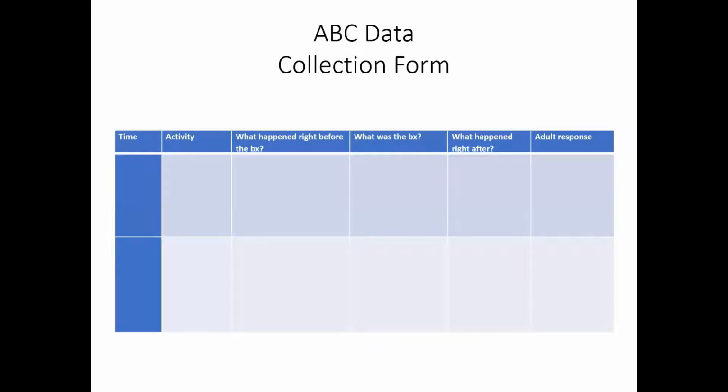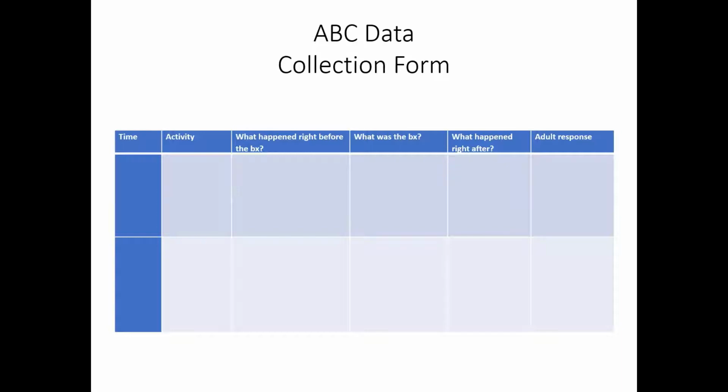This is an example of an ABC data collection form. Before we decide how to use a strategy to support a behavior, we have to figure out why it's happening. We use this data form to figure out, what are the commonalities? What keeps happening before this behavior? What's happening right after the behavior? And then working with your autism consultant or a support person to help you understand the function of that behavior and come up with an appropriate response.